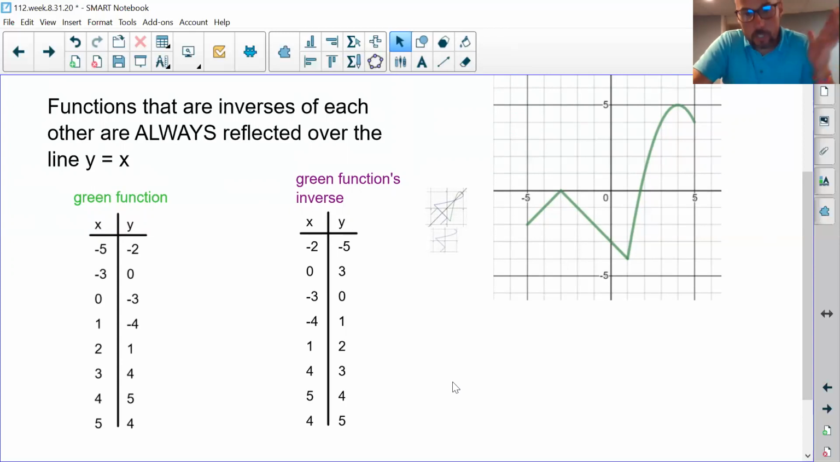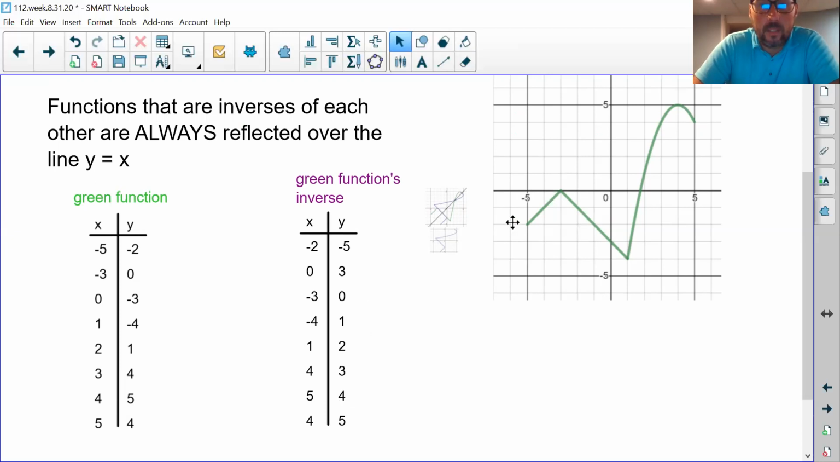And if it's a function, great. It doesn't have to be, but oftentimes it is. So let me show you a couple of examples. Like 1, that's a bad example. 2, in the green function, 2 produced 1. But in the inverse, if you give the inverse 1, it'll get you back to 2. 4 produces 5. So if you give it 5, it'll give you back to 4.